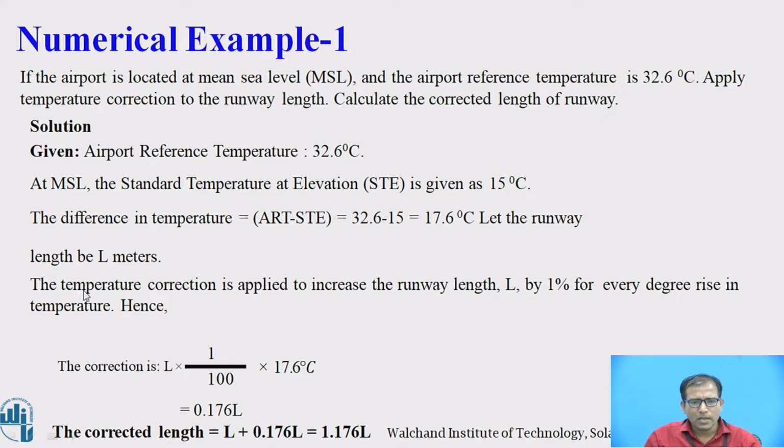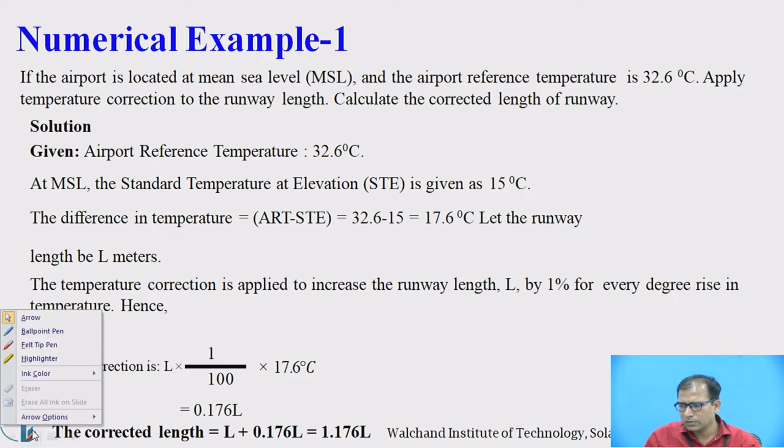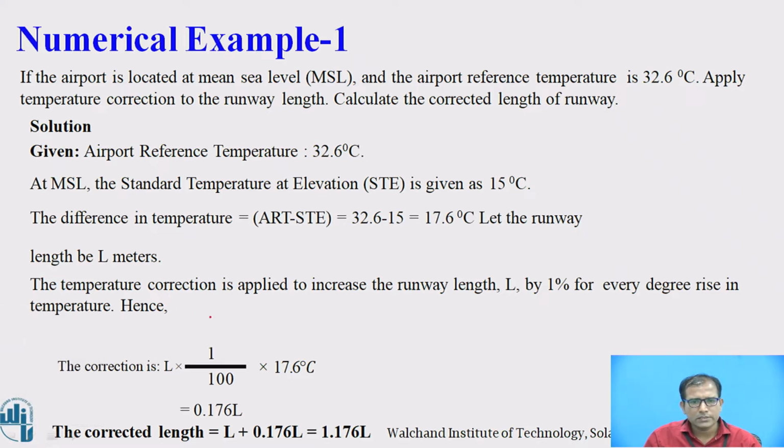Now applying the temperature correction, that is 1% for every 1 degree rise in the ART temperature. This temperature difference is 17.6 degrees, so how much is the correction for it? It is 1% for every 1 degree rise in the ART temperature, so for 17.6 degrees, how much is the correction here? That is what we have done here.